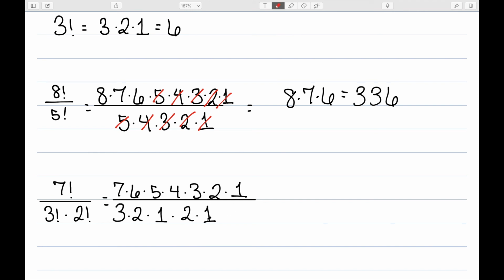As I go to cancel things, I can cancel these 1s and 2s. I'm going to go ahead and say that 3 times 2 is 6 and cancel the 3 times 2 and the 6. When I do that, I'm left with 7 times 5 times 4 times 3 all over 1, which is 420.